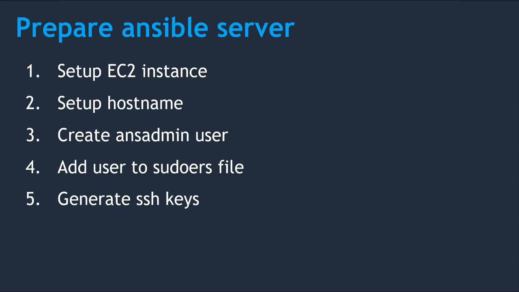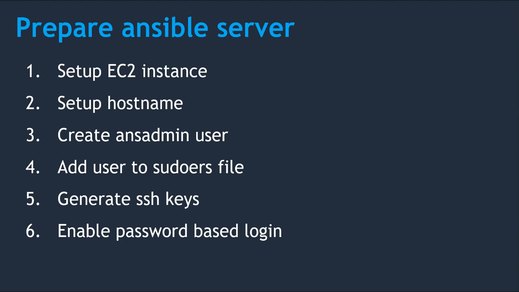Then generate SSH keys so that we can copy them onto client systems and manage passwordless authentication. Then enable password-based authentication, because on AWS servers password-based authentication is disabled by default. We should enable it, but if you are setting up your environment somewhere else, it is not necessary. Then install Ansible. Before installing Ansible, we should do all these steps.